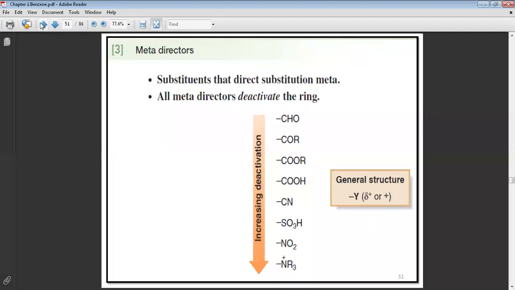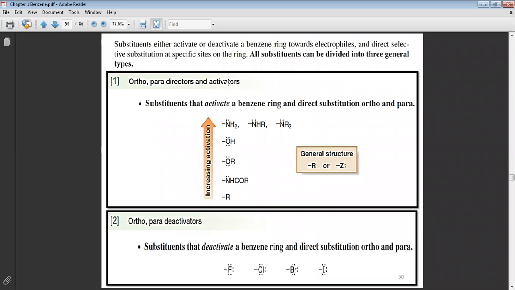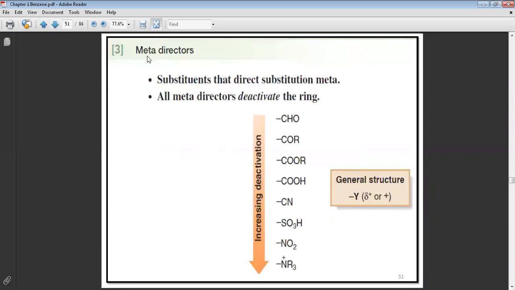Now look again, we have three big families: ortho-para directors and activators, this group; ortho-para deactivators; and meta deactivators. You have to memorize this. Memorize this.